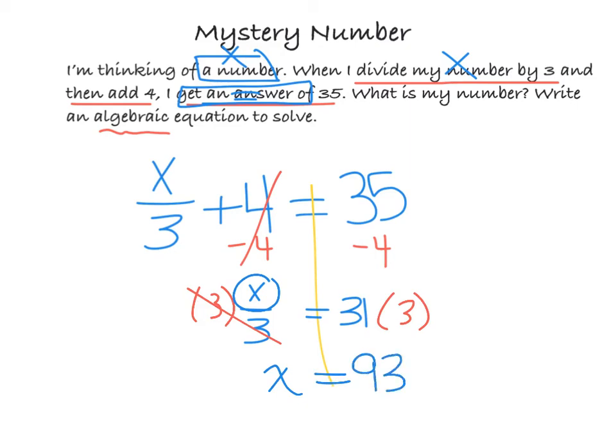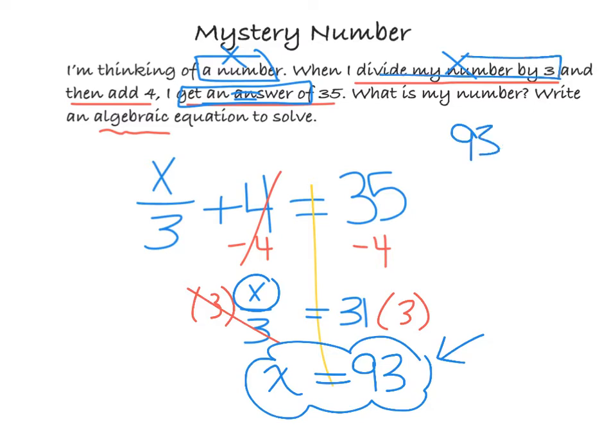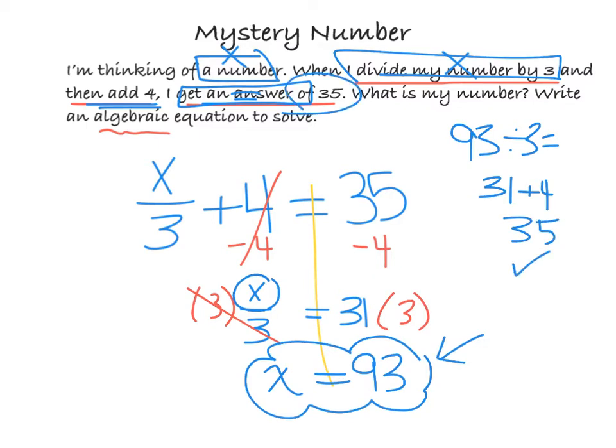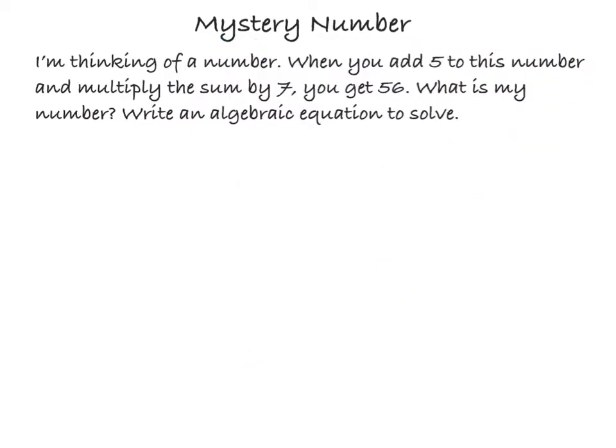So my mystery number is 93. Now it's always a good idea to go back and reread the equation and plug this answer in to see if it works. So I'm thinking of a number, so let's say 93. When I divide my number by 3, so 93 divided by 3, I get 31, and then add 4, I get an answer of 35. Hey, it checks. We know that we're right.